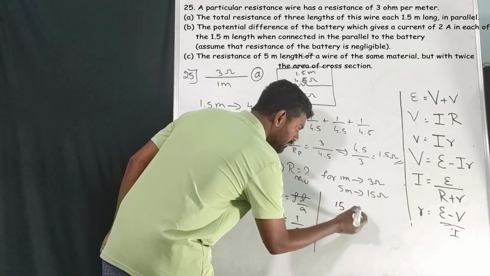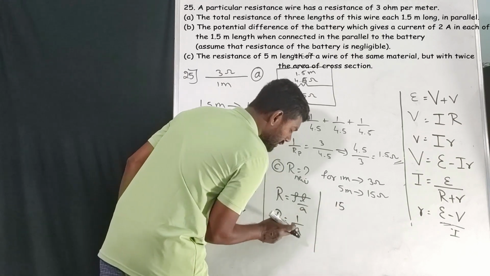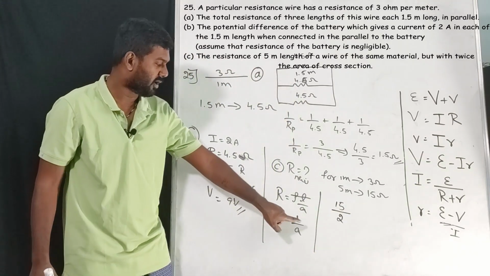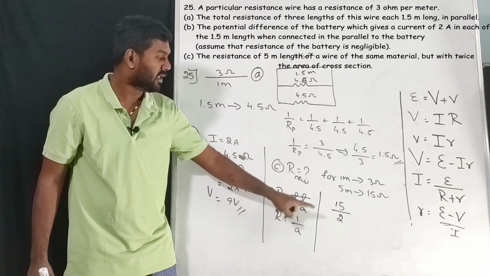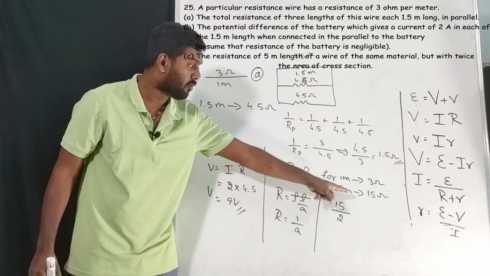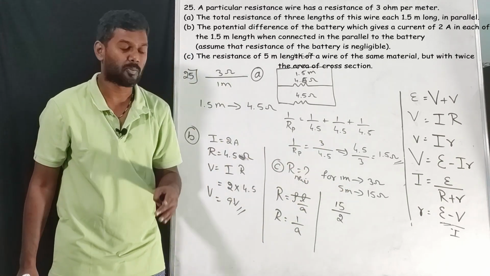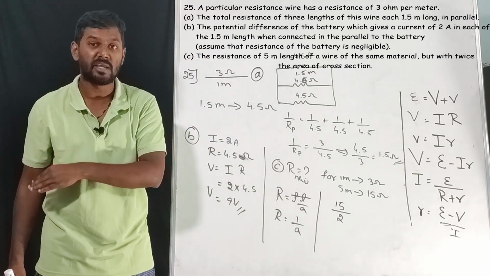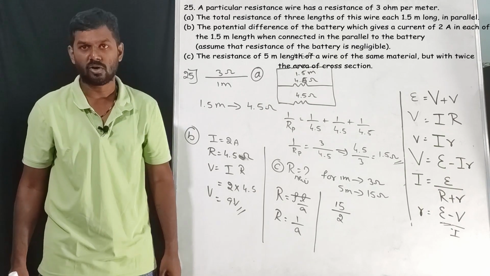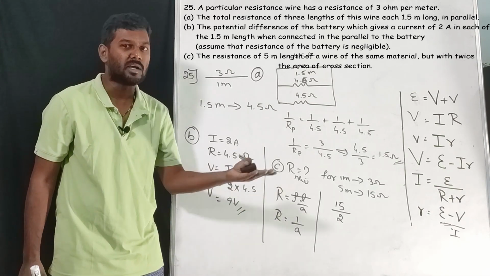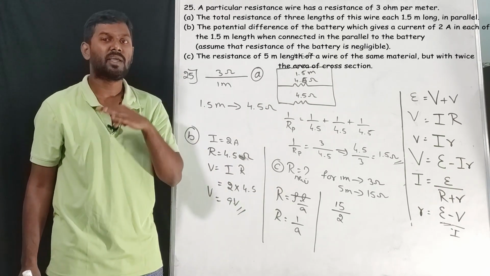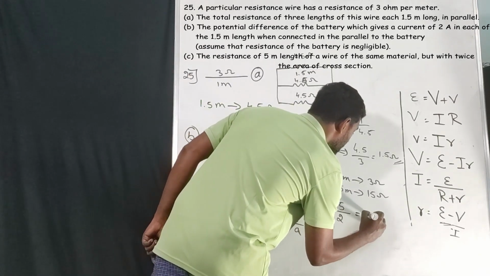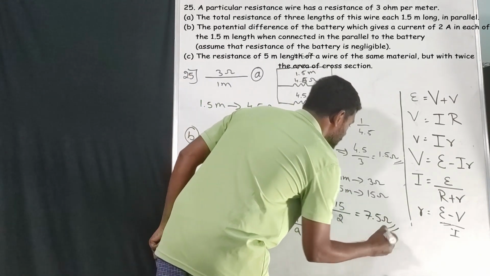15 ohm, and as resistance is inversely proportional to area, divide it by 2. If they are talking about length, then you have to multiply, but they are talking about area. As area is inversely proportional, you have to divide. And how many times is the area increased? Twice the area of cross section. So the original area was, assume 1, now it is 2, so divide by 2. The answer will be 7.5 ohm. That's it.